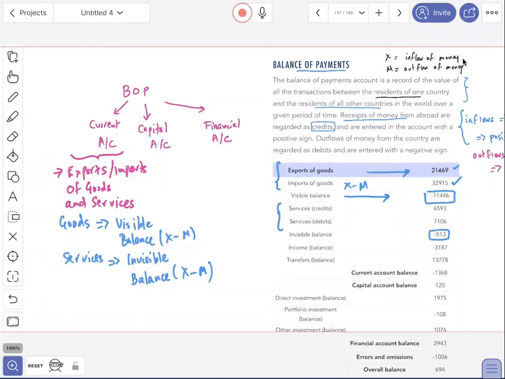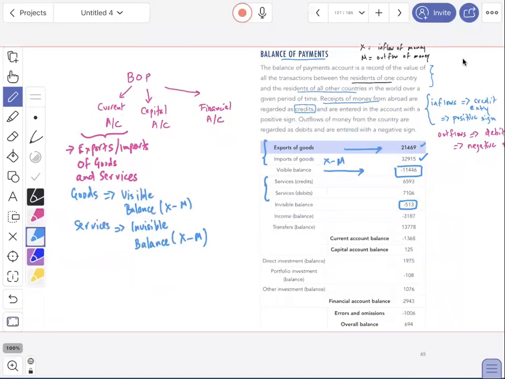Then in your current account, we add two more things. Those are your incomes, and I'm going to explain in one minute what those incomes are. You can see this incomes balance here is also included. The last thing included in our current account is called transfers, and that's this value. If you add A plus B plus C, you will have a current account balance of minus 1368. So the first thing we look at is the current account.